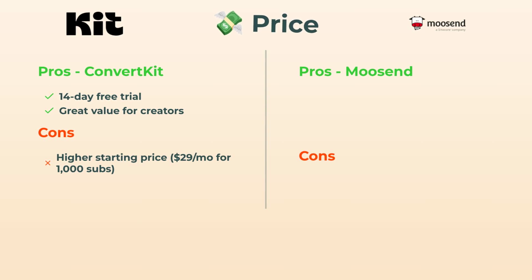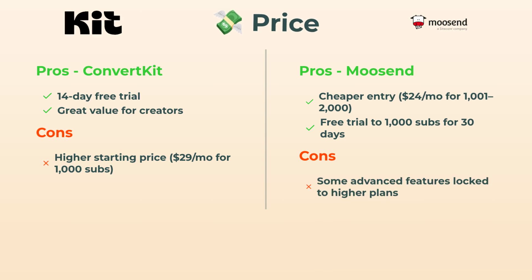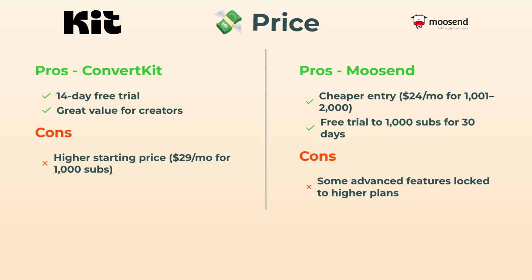Okay, now Moosend. This one's actually cheaper straight out of the gate. $24 a month covers you for up to 2,000 subs. Plus, Moosend offers a super generous free trial. 30 days for up to 1,000 subscribers.